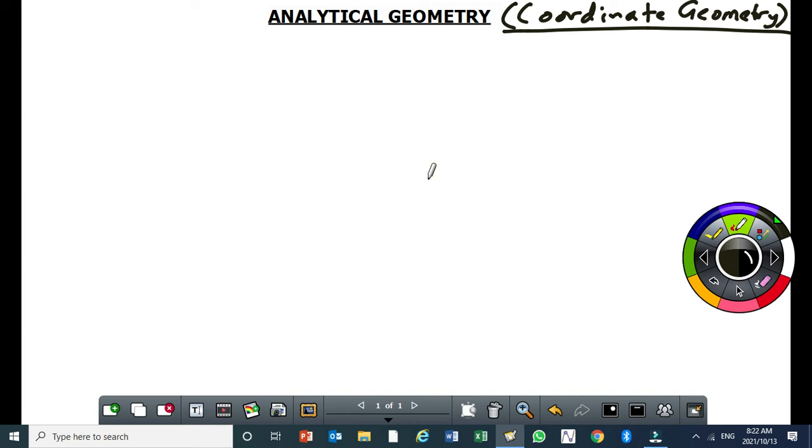What's called the distance formula. So we'll start with the distance formula first.